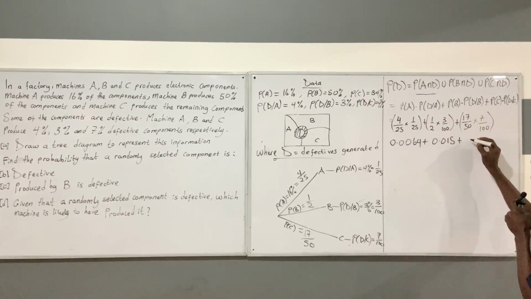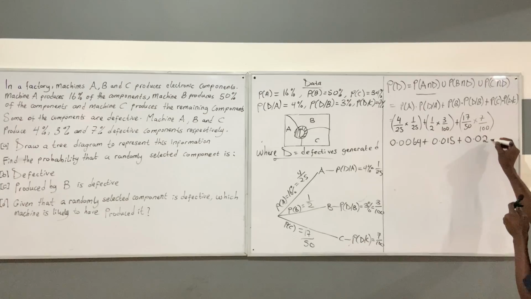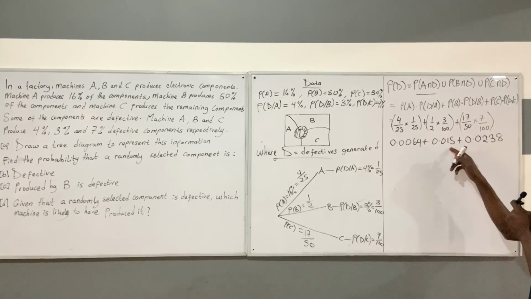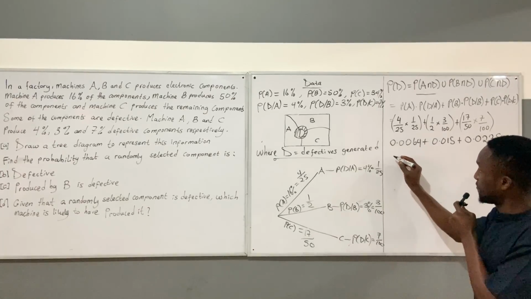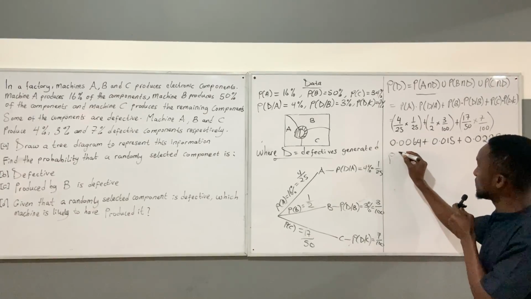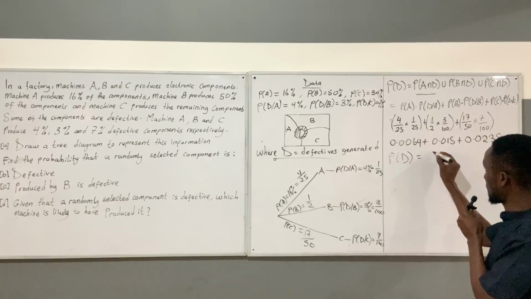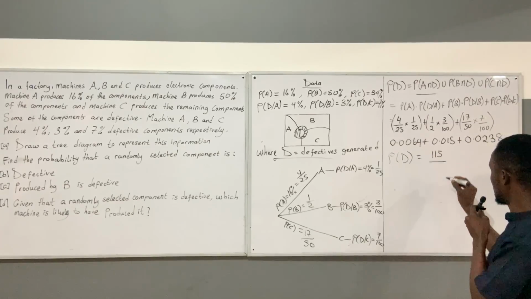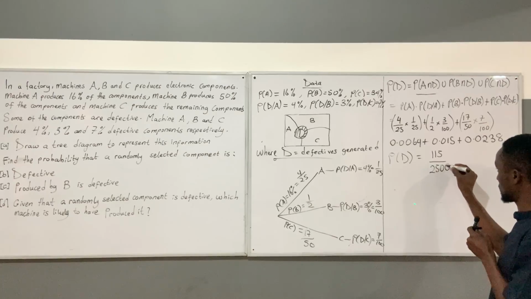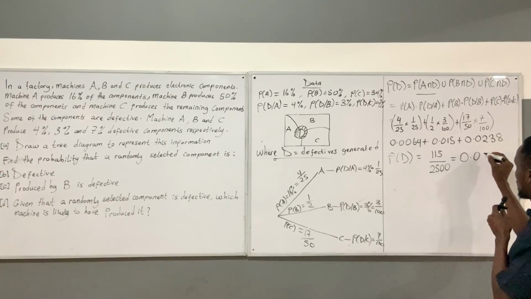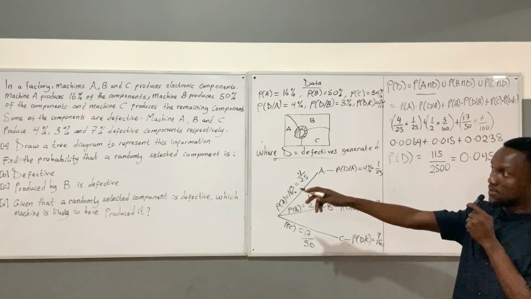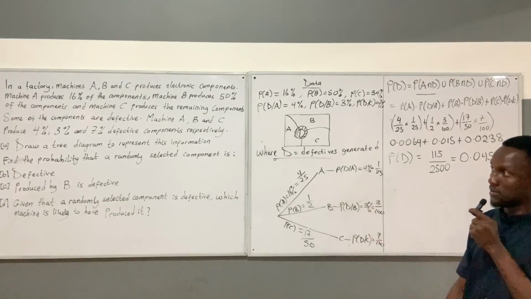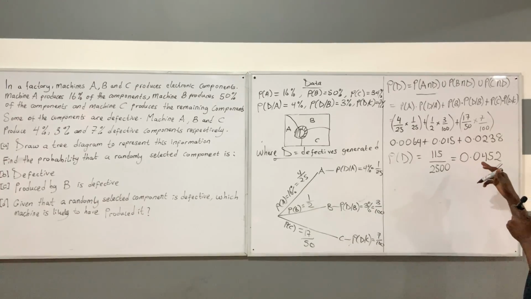When you punch this side, we have 0.0238. I think this value, when you run, you are getting it in 3 decimal places. Now when we sum everything together, we have our probability of D giving us 115 divided by 2500. This is 0.0452. The probability of selecting a random component which is defective is giving us 0.0452. Let's move on to the next question.